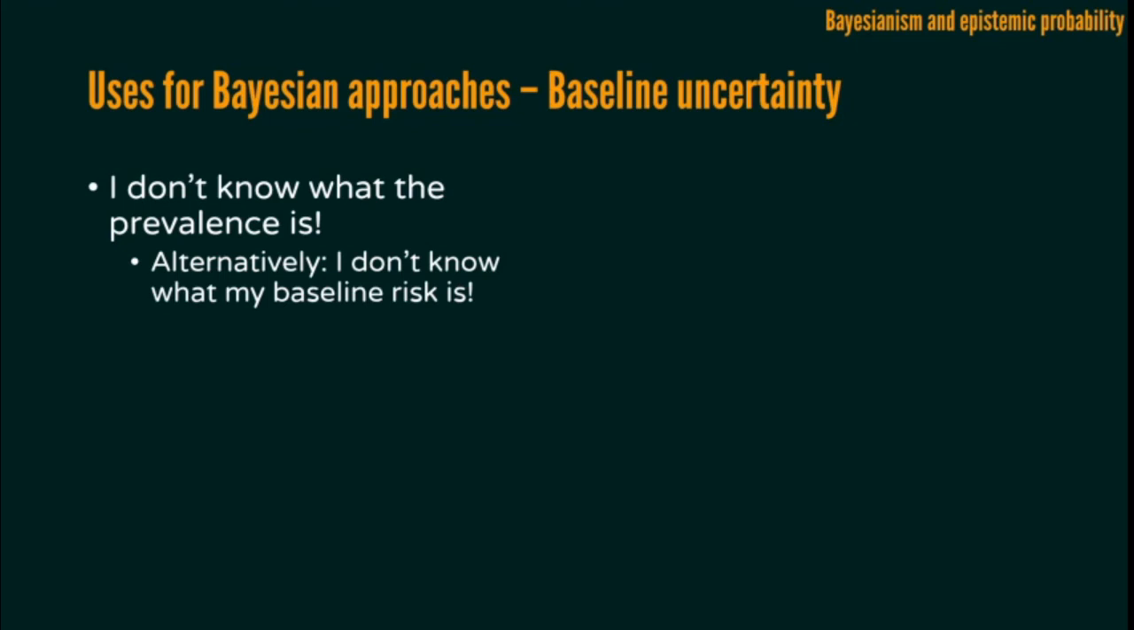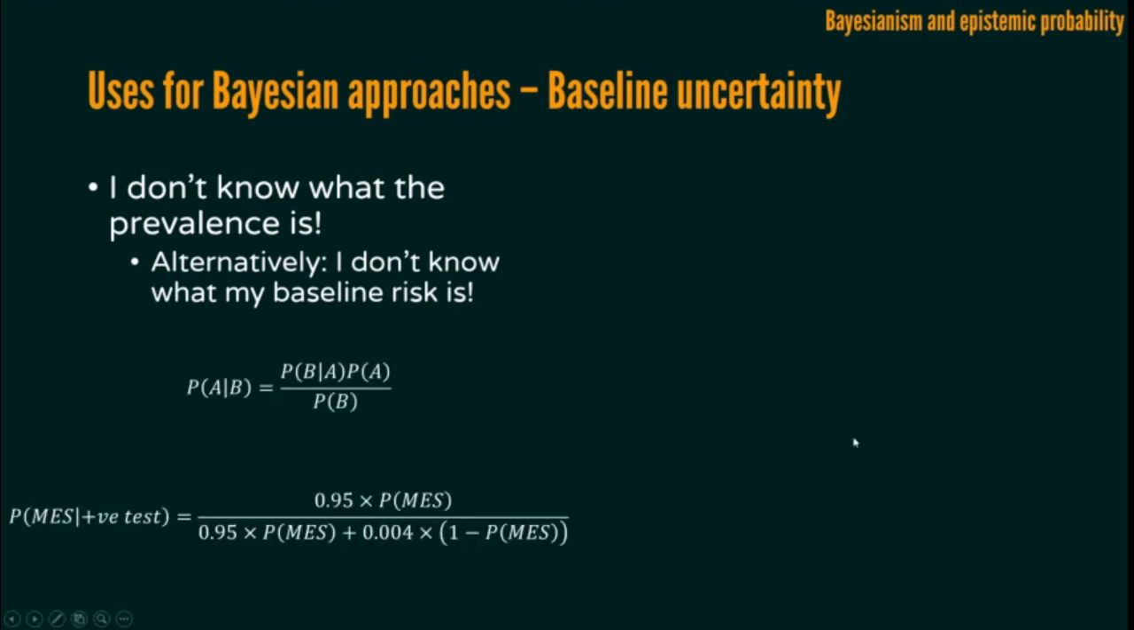Bayesian approaches give us a way of handling uncertainty. Let's say I have absolutely no idea what my baseline risk is. At least I have my equations. Here they are. When we did this before, we put in a value for P(MES). But we don't have to put just one single value in there. We can put in an entire distribution. If we have absolutely no idea what our baseline risk is, we can put in a flat value where everything between 0 and 1 is equally likely.